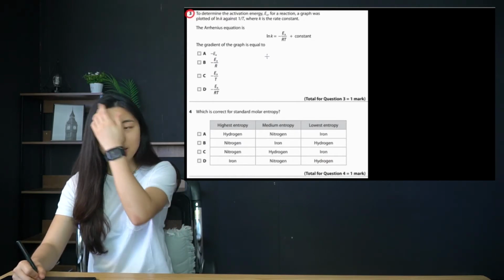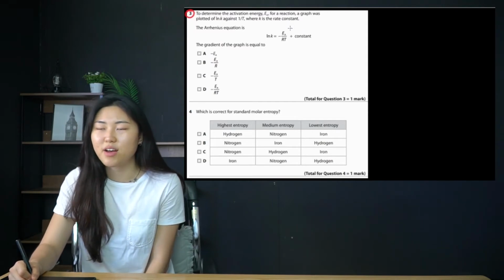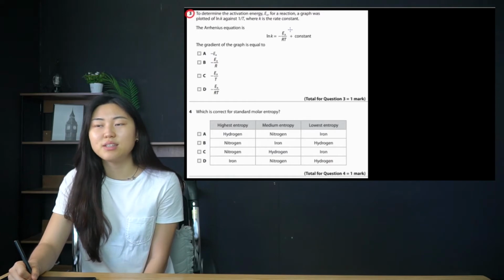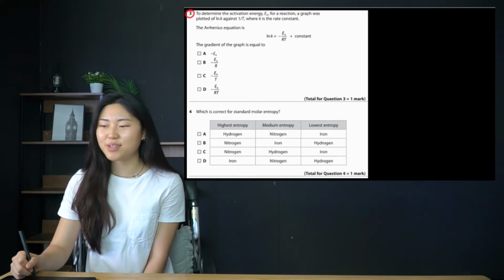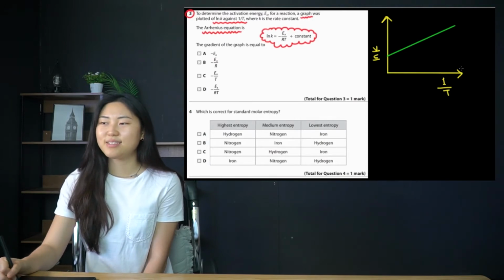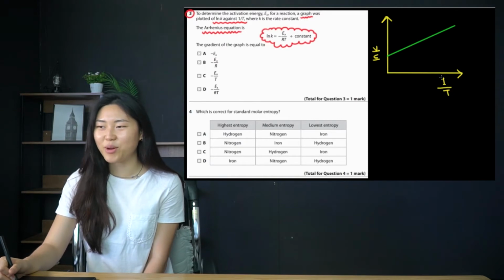Straight to question 3. To determine the activation energy for a reaction, a graph was plotted of ln K against 1/T, where K is the rate constant. So this is just algebra. Let's just model this graph, plotted ln K against 1/T.